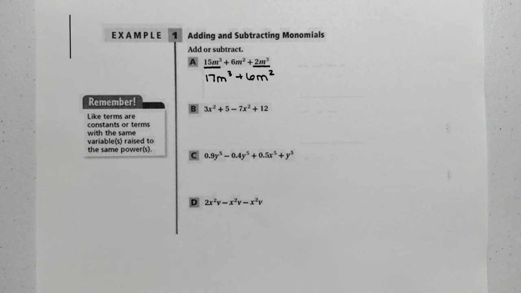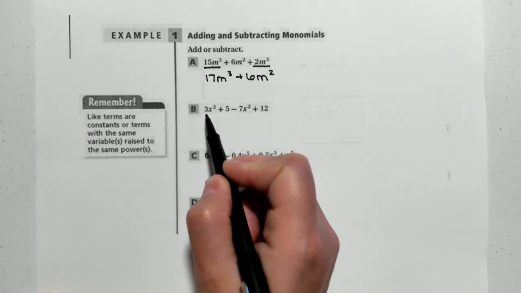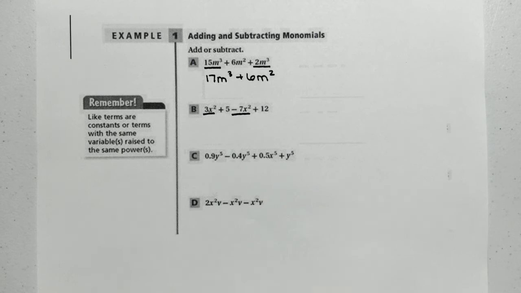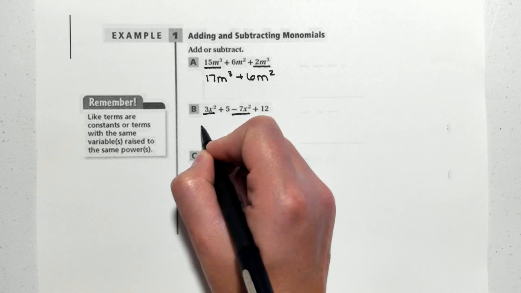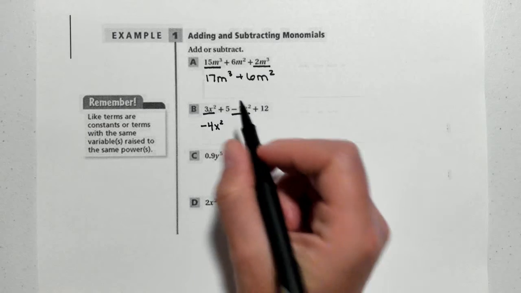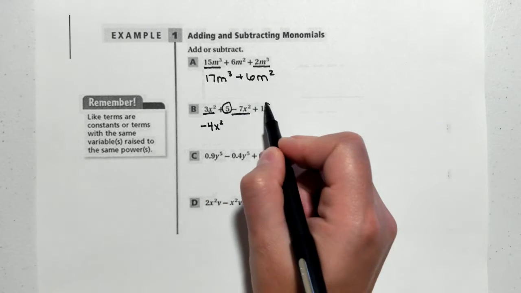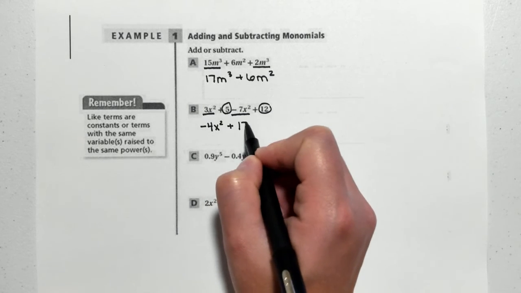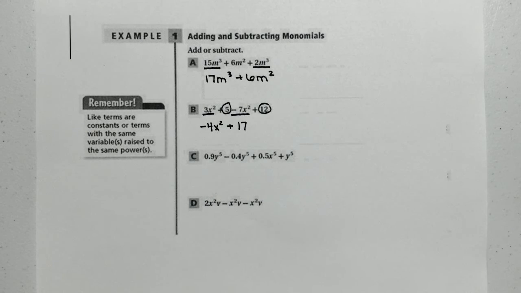In B, I have 3x squared plus 5 minus 7x squared plus 12. 3x squared and minus 7x squared, don't forget subtraction is going to mean that's negative. So 3x squared minus 7x squared will give me negative 4x squared. And this 5 and 12 are like terms, constants are like terms. 5 plus 12 gives me 17. So when I add these terms together, I get negative 4x squared plus 17.